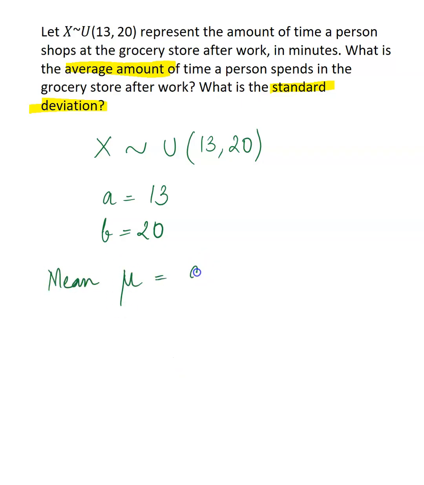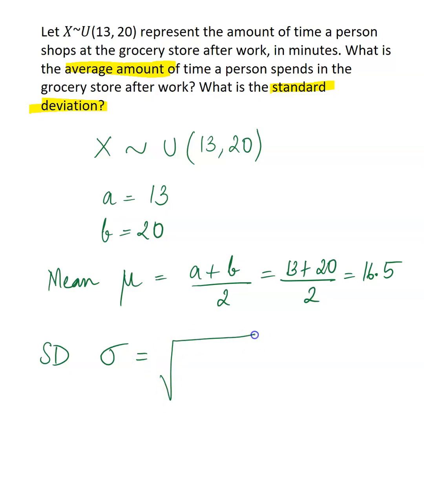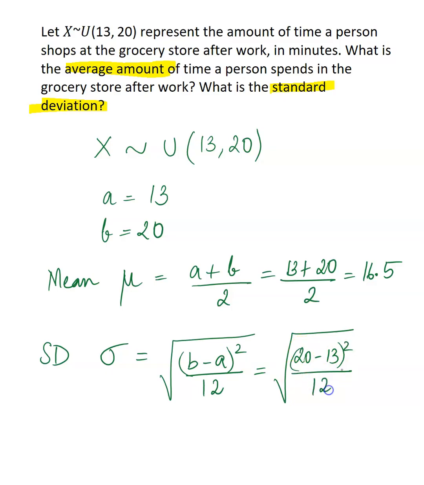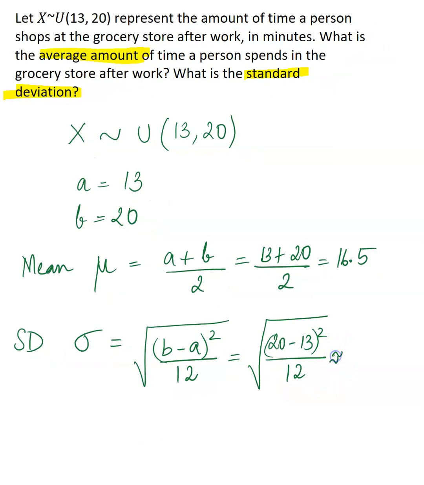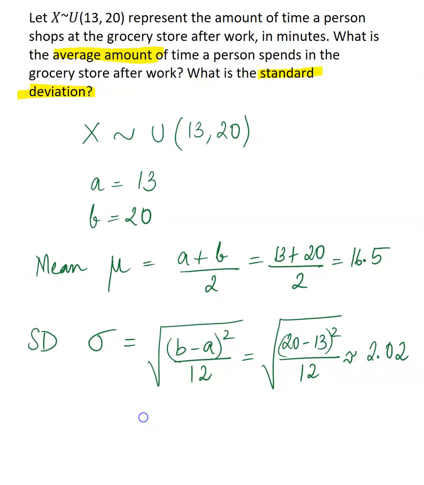Mean mu is A plus B over 2, 13 plus 20 over 2, which is 16.5. And then standard deviation sigma is the square root of (B minus A) the whole squared over 12. That is (20 minus 13) the whole squared over 12. And that gives you a long number, but we approximate it and say it's 2.02. That's it, as simple as that. And so we find our mean and standard deviation for the uniform distribution by using these two formulas.